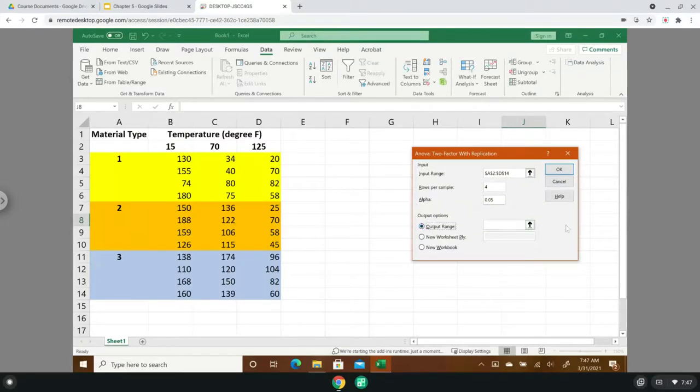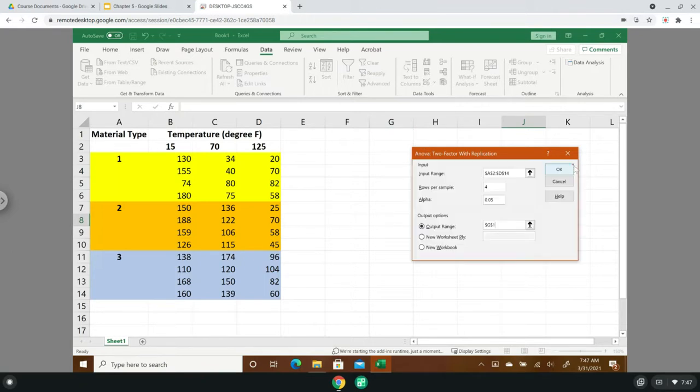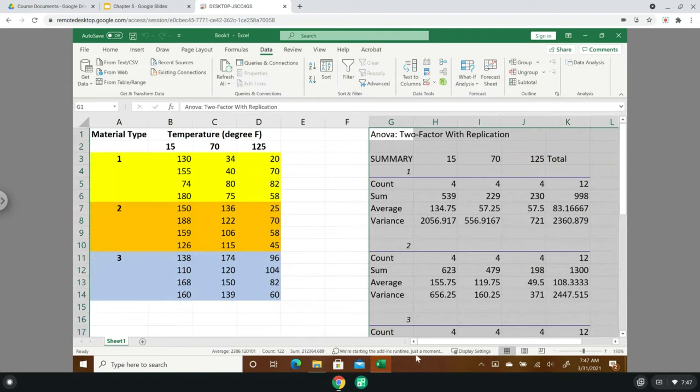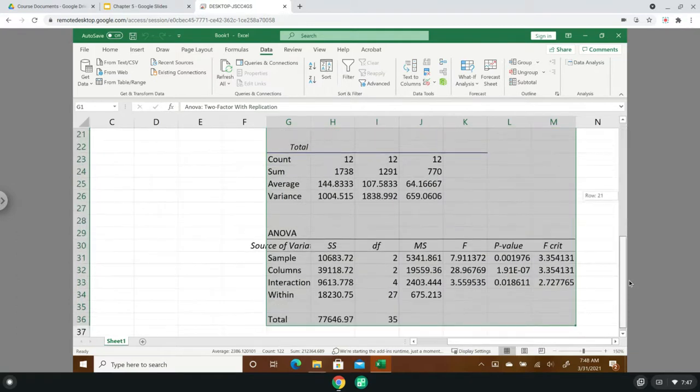So I'm going to select the cell. Maybe I want to put it somewhere here, G1. Okay, I'm starting from there. And okay, so here we have the results of our analysis of variance. Now let's try to make sense of these results.